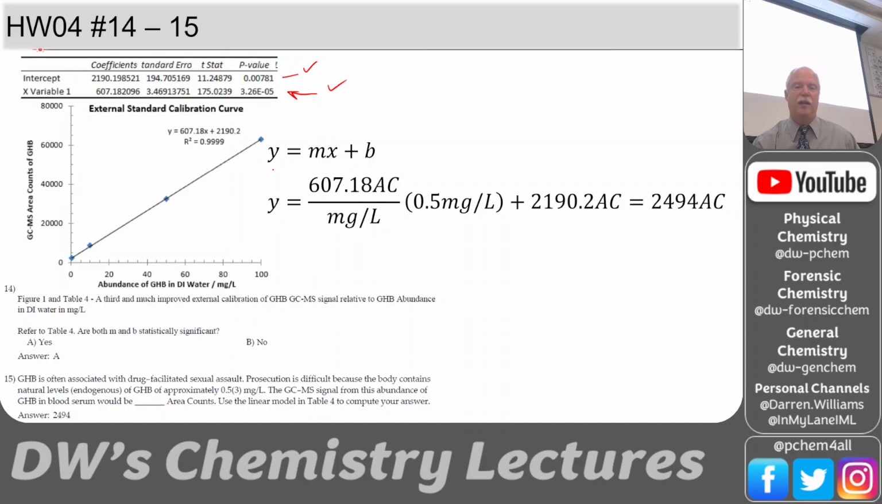So we calculate the area counts, the Y signal, if this is Y up here and this is X down here, the Y signal that would come from the amount of GHB already in the body. So this would be the 2494 area counts for the baseline amount, if we did, the body's natural amount of GHB. So that was number 15. So now 16, what's the plus or minus on that? What's the 2494 plus or minus what?